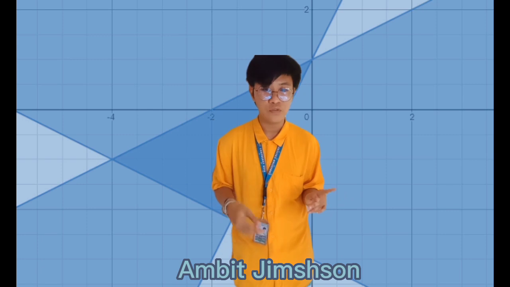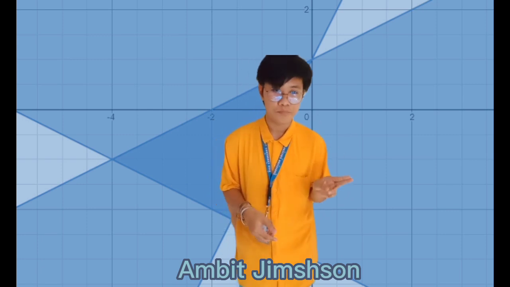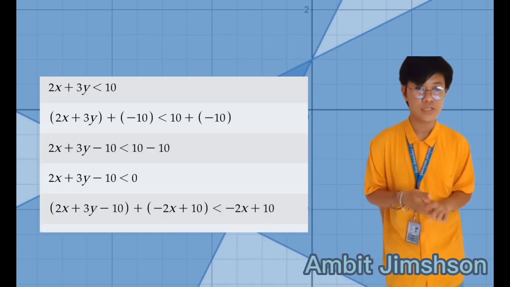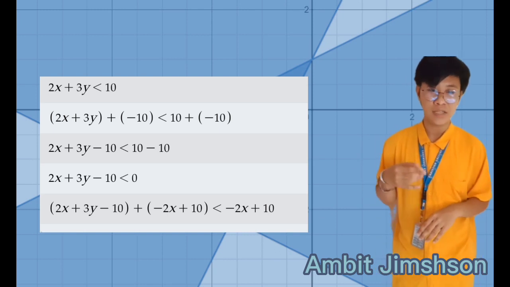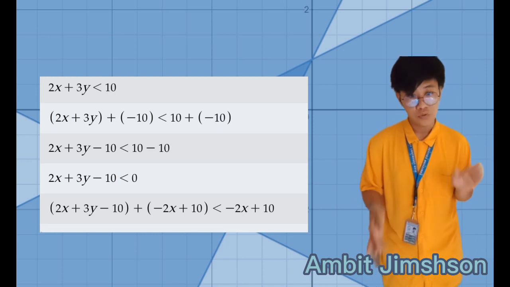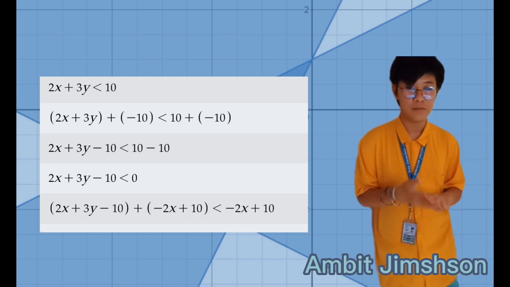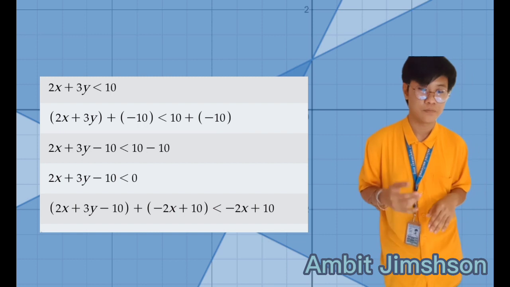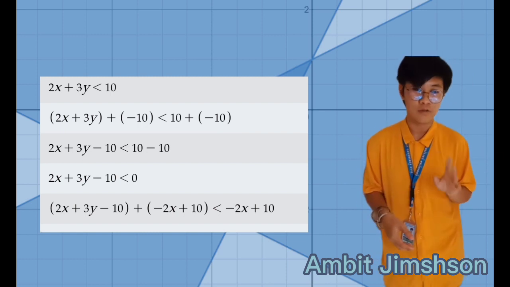Suppose we have two variables, x and y, and we want to find all the points that satisfy the following inequality: 2x plus 3y less than 10. To graph this inequality, we can start by rewriting it as an equation: 2x plus 3y equals 10.